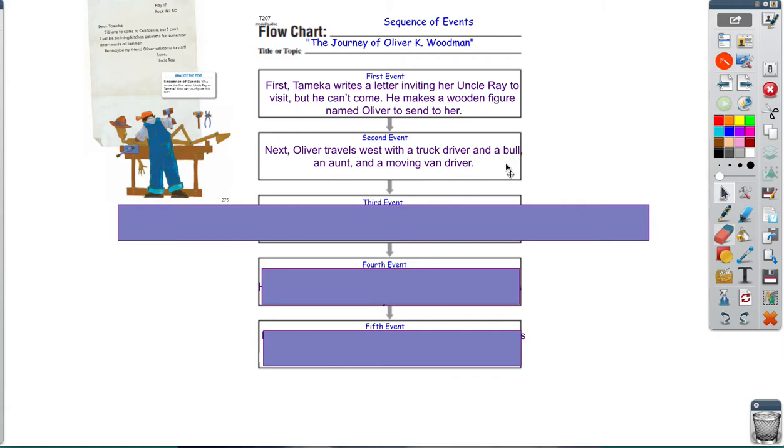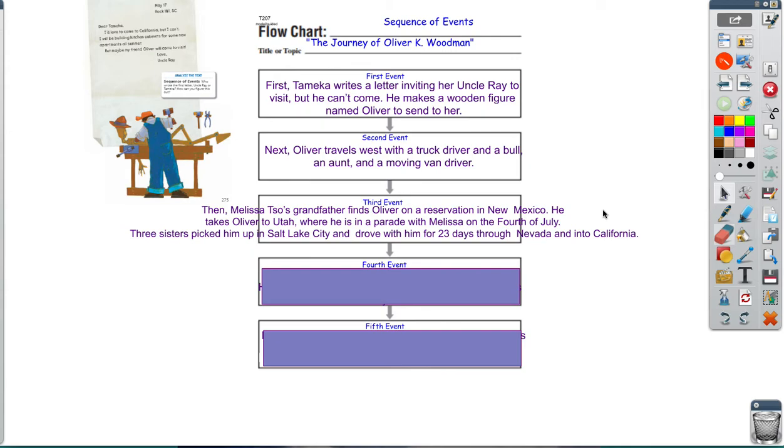Now for our third event, tell me what happened in the middle when Uncle Ray was nervous about Oliver. What happened then? That's right. If you described that Melissa So's grandfather finds Oliver on a reservation all by himself in New Mexico, you are correct. You could have even explained that he takes Oliver to Utah, where he's in a parade in Melissa on the 4th of July, and then the three older sisters pick him up to take him further west.